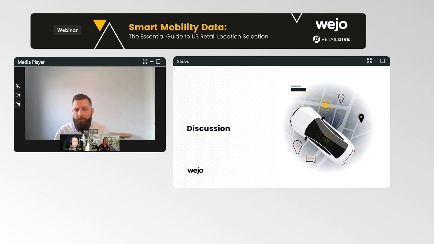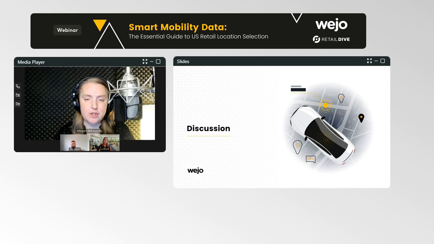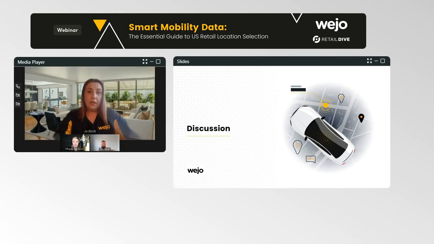Interesting. And you mentioned customer demographics. So Joe, how does smart mobility data help retailers with understanding those? So connected vehicle data can provide key information about the type of vehicle being driven, which allows the users of the data to infer that demographic information that Jim mentioned.